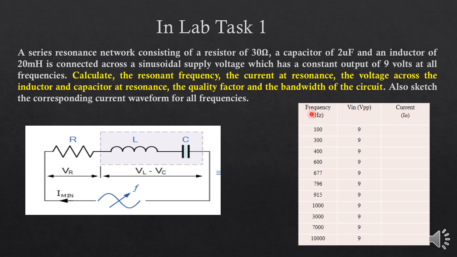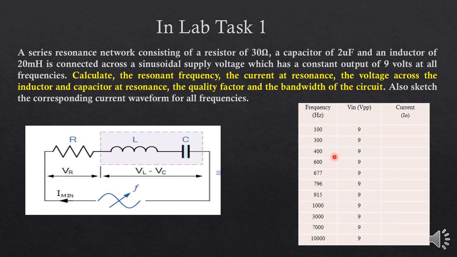The frequencies are already given here and you have to find the current at these frequencies. First, you will do the theoretical calculation and find the resonant frequency, the current at resonance, the voltage across the inductor and capacitor at resonance, the quality factor, and the bandwidth of the circuit. After that, you will find the current at the given frequencies. After you fill this table, you have to plot the frequency versus current graph, which will be your Bode plot.